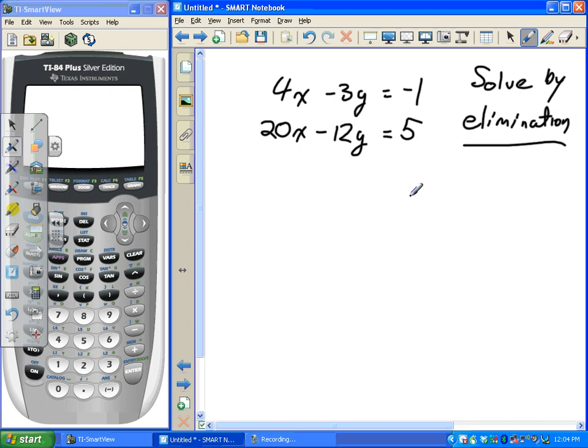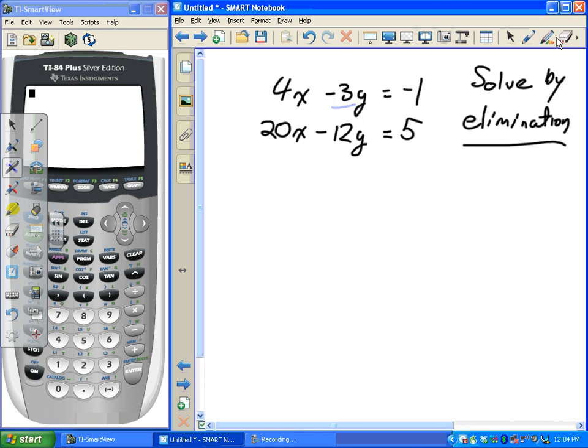Okay? So to solve by elimination, what I need to do is match up one of the coefficients. I need to make them the same number. So if we take a look at the coefficients here, since I always like adding, I want to have a -12 in front of our y. So I want a -12 as a coefficient.